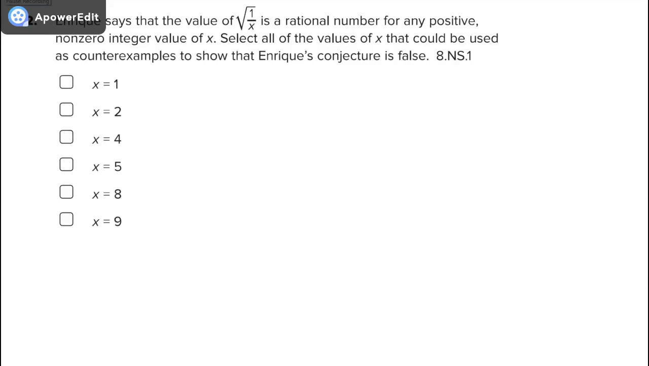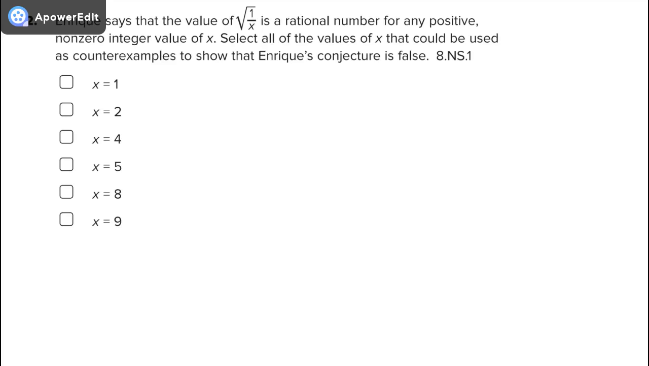Hello everyone, welcome to Mr. H Math Lab. This video is for 8th grade students, and this is for CAS Countdown. We are on week 18, problem 2. Enrique says that the value of the square root of 1 over x is a rational number for any positive, non-zero integer value of x. Select all the values of x that could be used as counterexamples to show that Enrique's conjecture is false. Okay. There's a lot of things going on here.